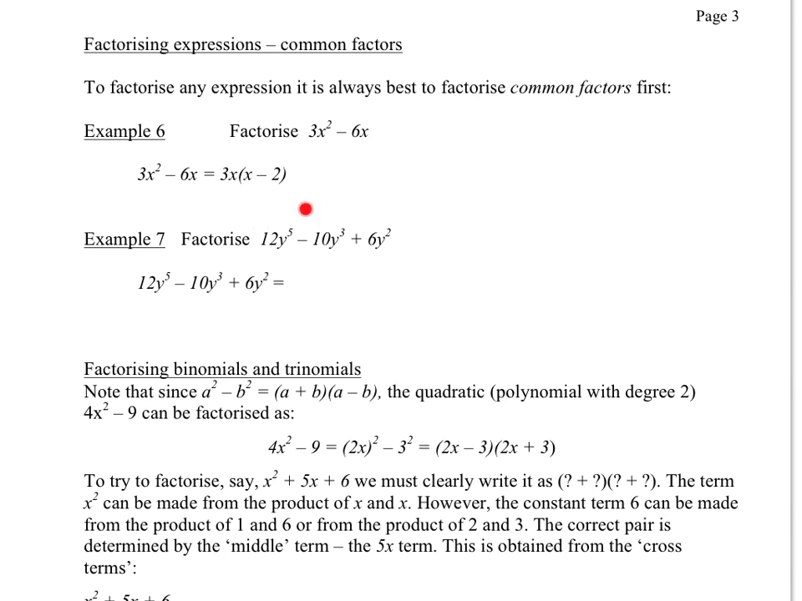In the second example, you look for the highest power that goes into each of these terms. That's y to the power of 2. And there's also a number that goes into 12, 10, and 6. So it's 2. So it's going to be 2y squared, the factor. And if you do that, you get 2y squared times, well, 2y squared times what gives you the 12y to the power of 5? You need to find 6y cubed there.